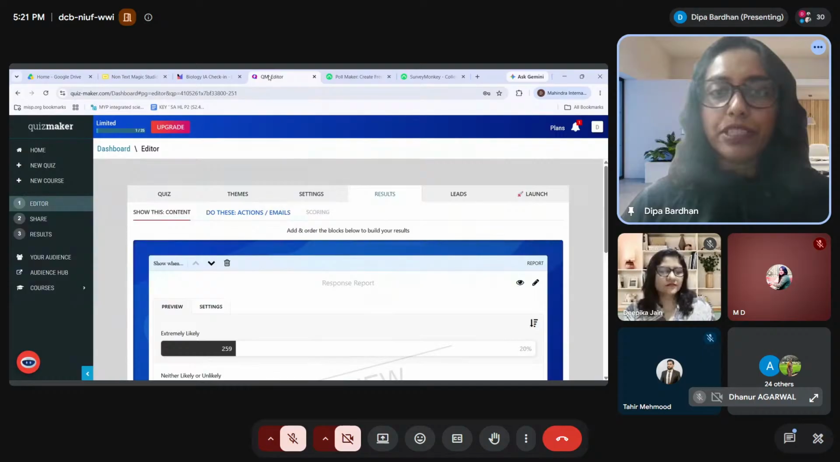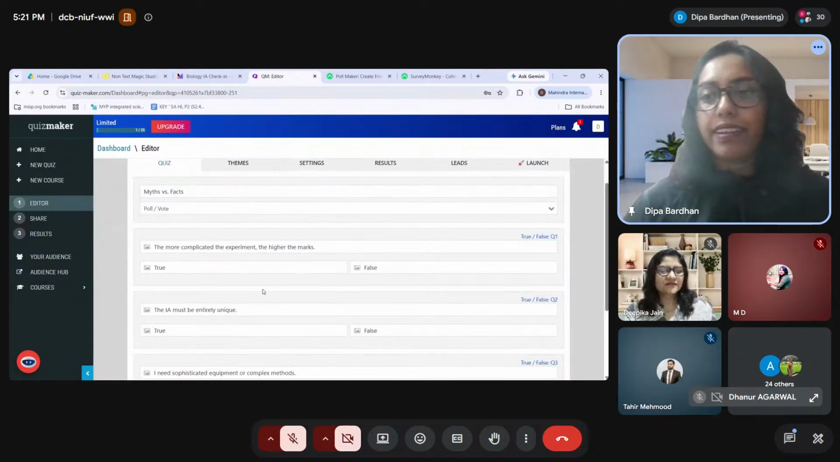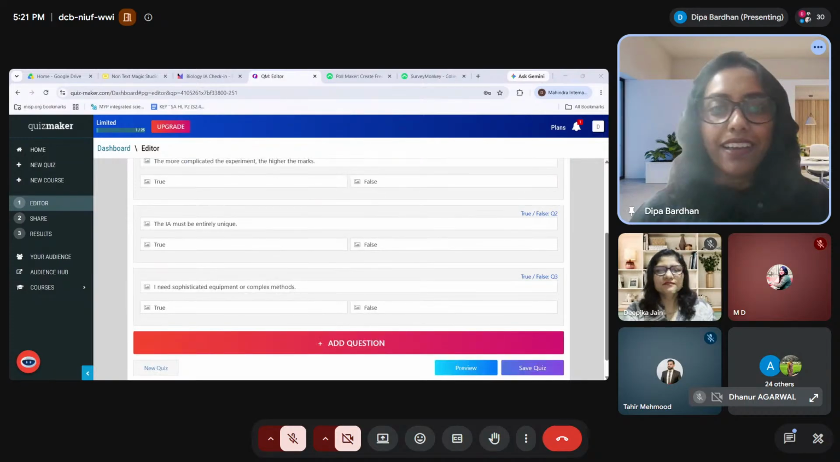It's in Quizmaker. So the first question I see is, the more complicated the experiment, the higher the marks. True or false? The second myth is the IA must be entirely unique. And the last one, I need sophisticated equipment or complex methods to score high.